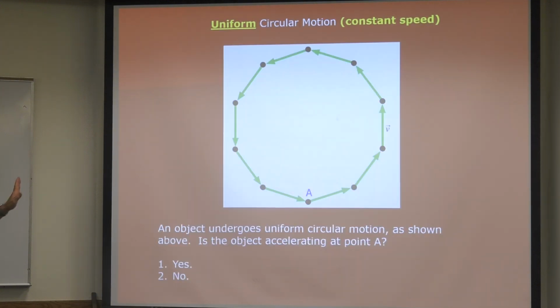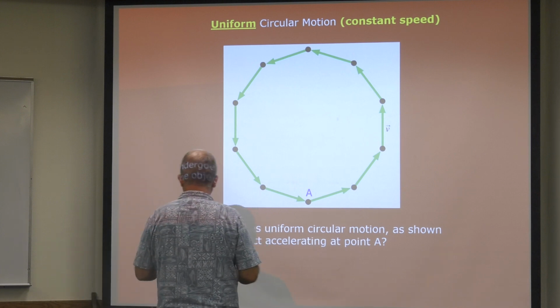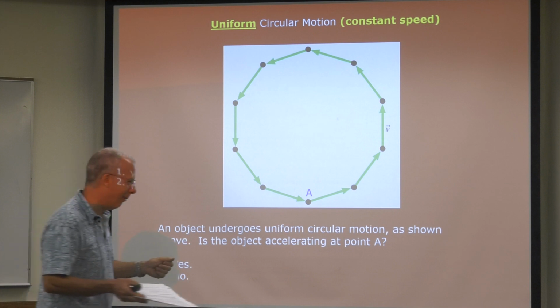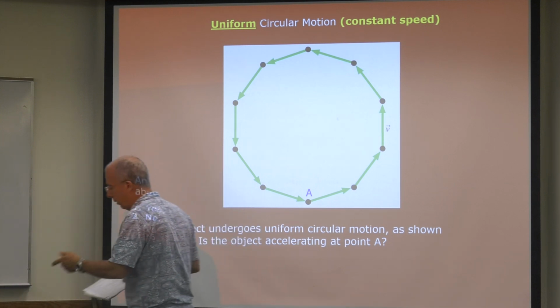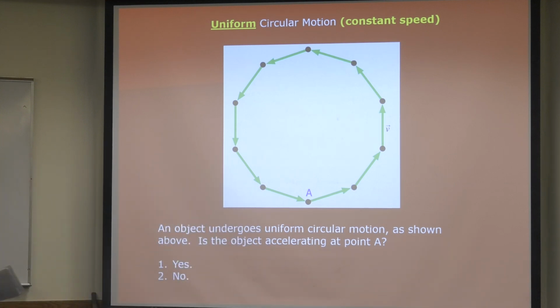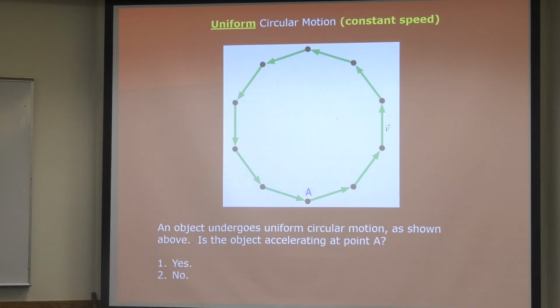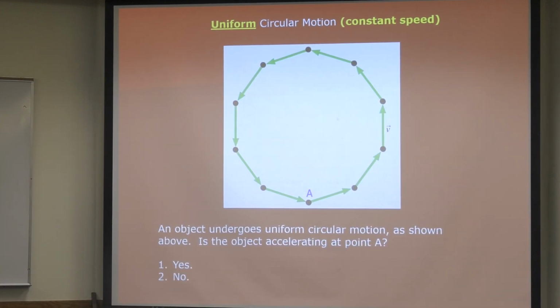Now, remember I told you to see this before? You see it again? Well, now I'm proving myself, right? Okay. So this is uniform circular motion. Uniform means constant speed, right? So I'm undergoing uniform circular motion. My speed is hopefully the same, but I'm going in a circle. So uniform circular motion. Okay, so is the object accelerating at point A? Figure it out, and don't look at the answer until you figure it out.